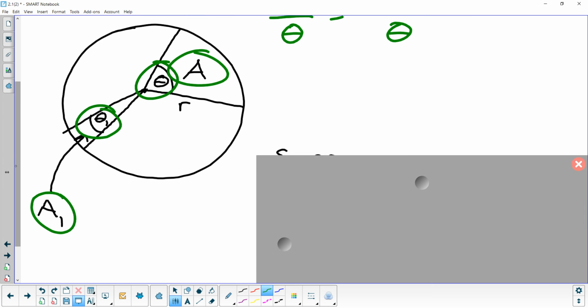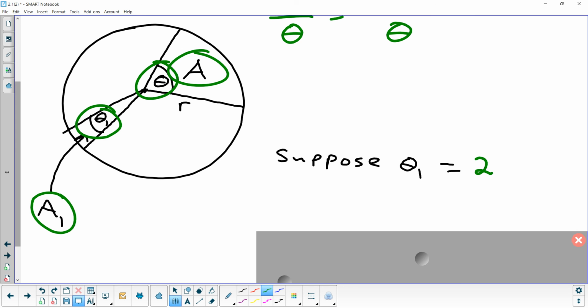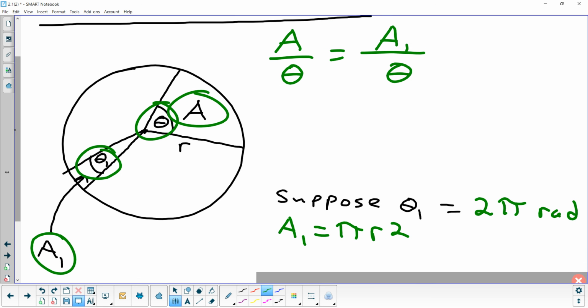So let's go back here. Suppose that you had an angle that was so big it took up the whole circle, then that would automatically mean the area is pi r squared. Why? Same reason why 1 foot equals 12 inches. It's a fact that's true. The angle is 2 pi, the area would have to be pi r squared. Now, fill that information in your formula. We'll cross multiply, and then we'll have our formula.